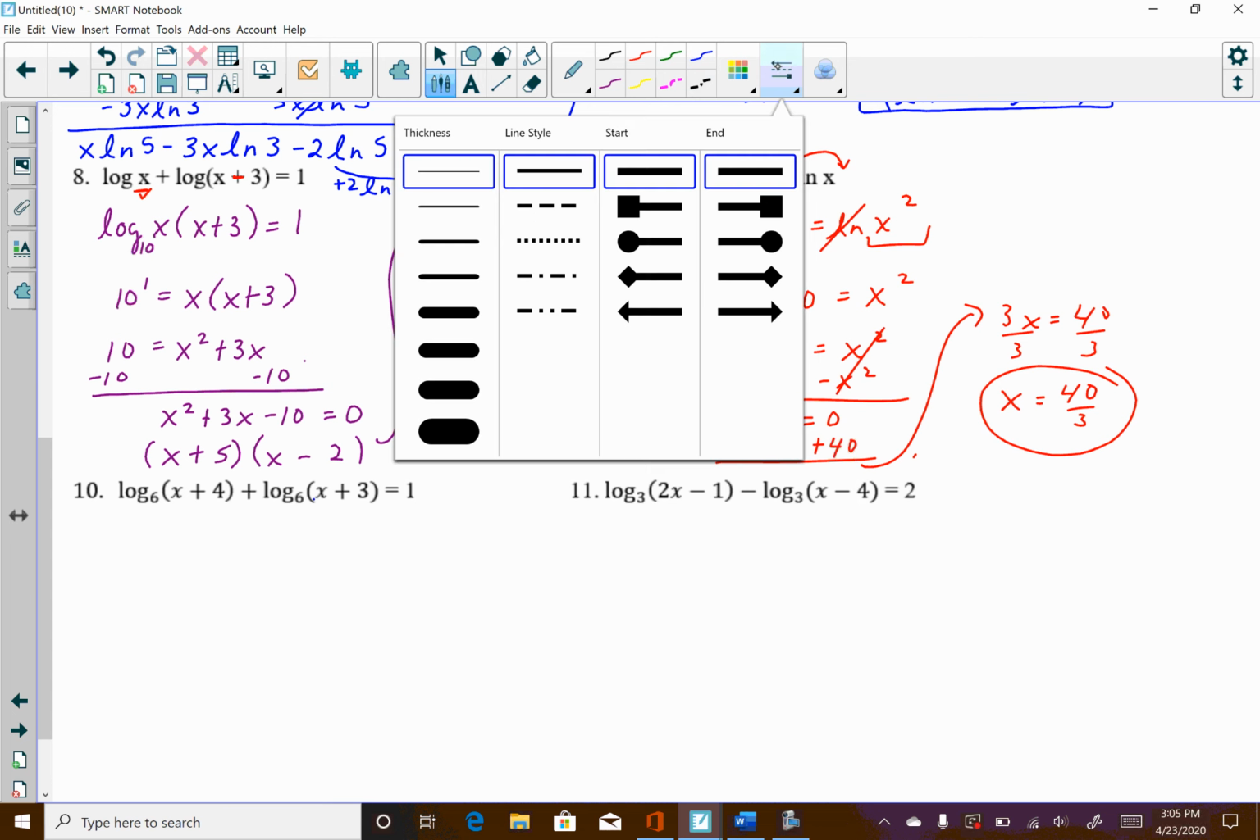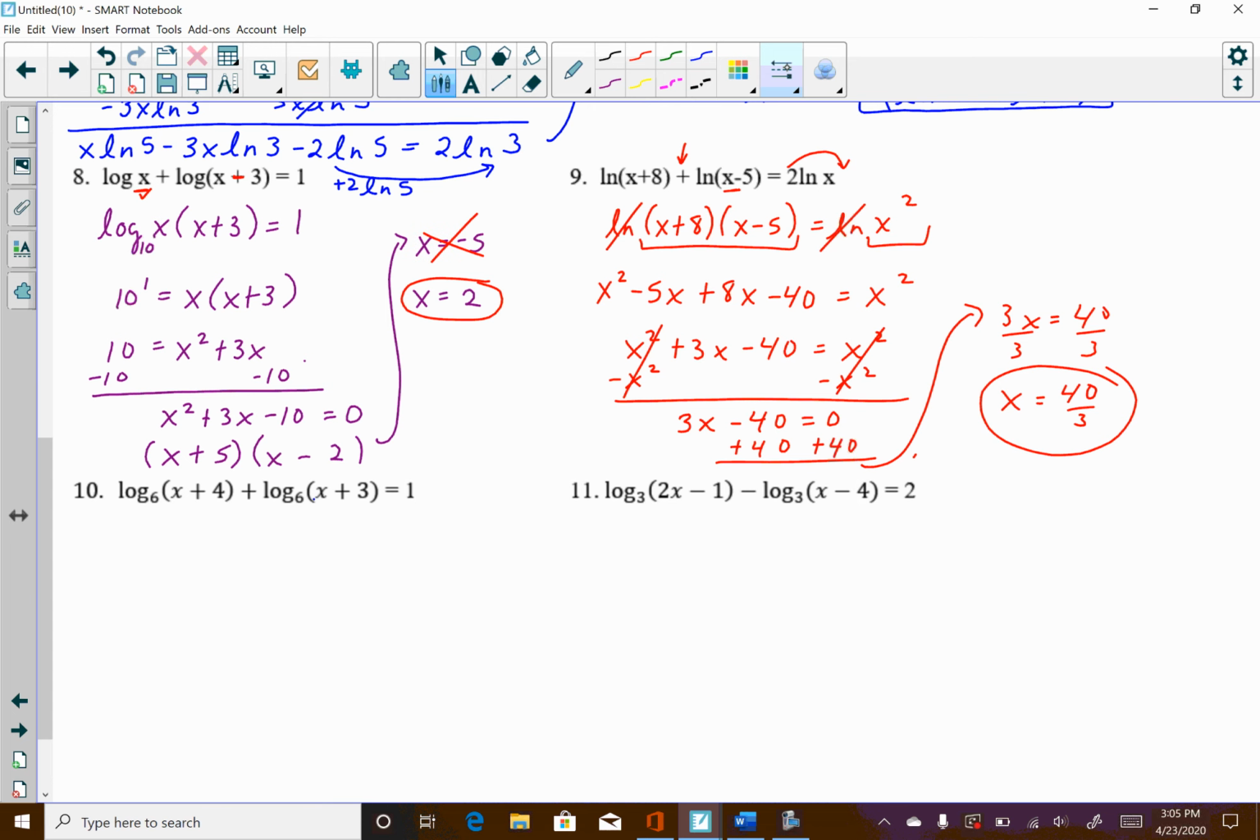In number 11, you have 2 logarithms here on the left-hand side, and it is the same base, and it equals just a plain old number over here. So we can use a similar technique that we were doing in number 8. The only difference is that we have a minus sign this time, and so a minus sign, when you condense it down, turns into division. So you'd have 2x minus 1 over x minus 4 equals 2.